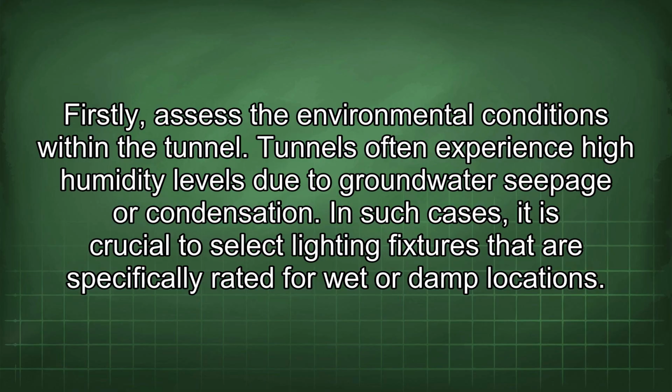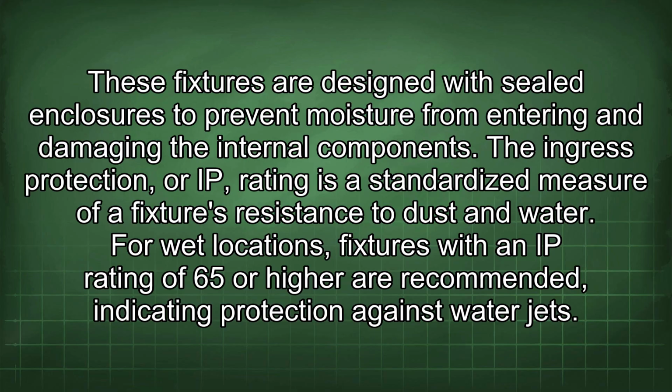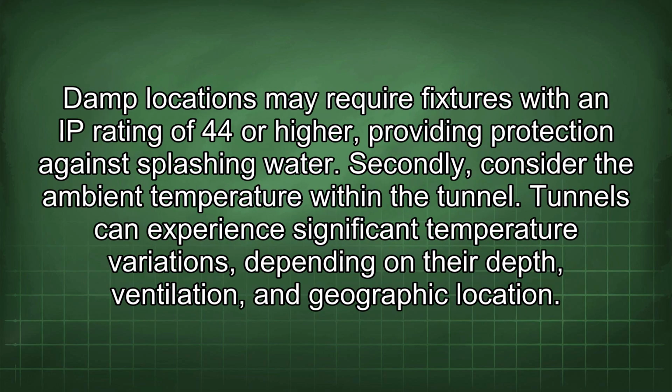In such cases, it is crucial to select lighting fixtures that are specifically rated for wet or damp locations. These fixtures are designed with sealed enclosures to prevent moisture from entering and damaging the internal components. The ingress protection, or IP, rating is a standardized measure of a fixture's resistance to dust and water. For wet locations, fixtures with an IP rating of 65 or higher are recommended, indicating protection against water jets. Damp locations may require fixtures with an IP rating of 44 or higher, providing protection against splashing water.